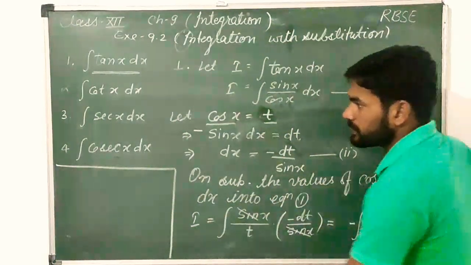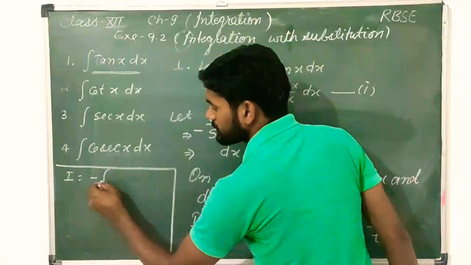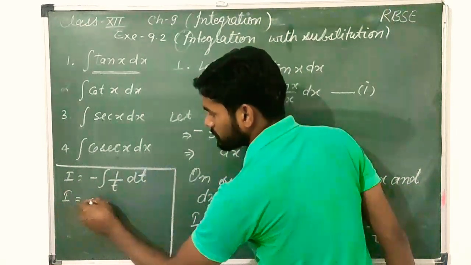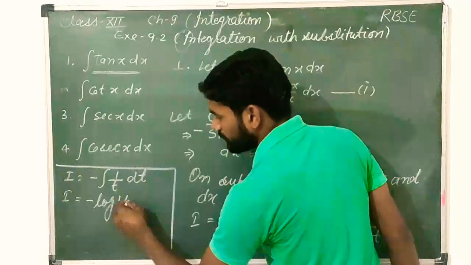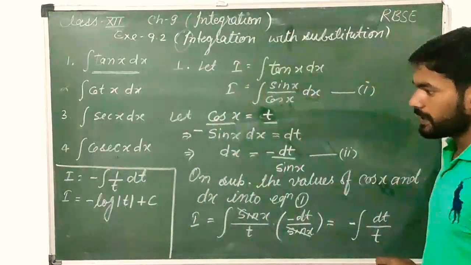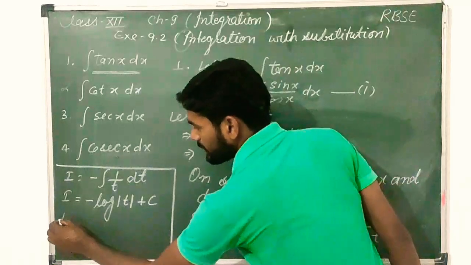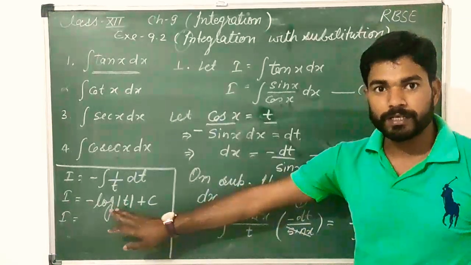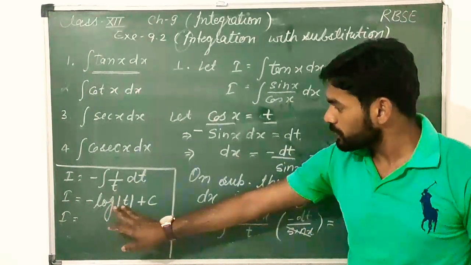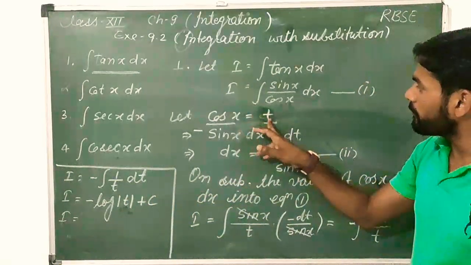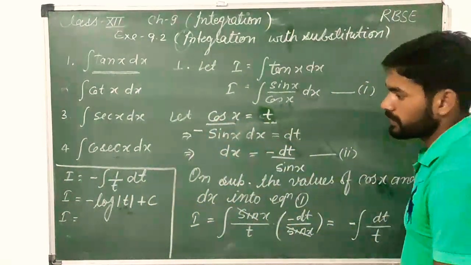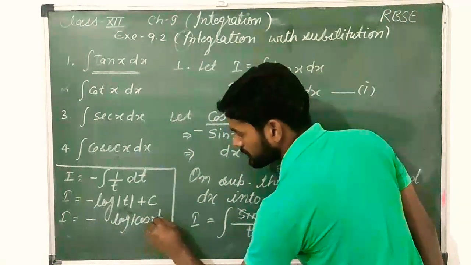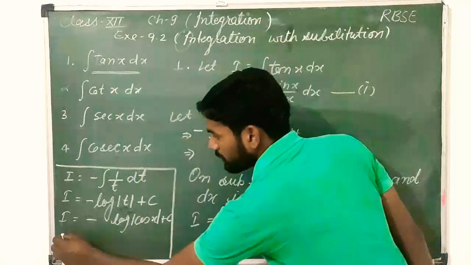I is equal to the integral of minus 1 upon t dt. Finally, I is equal to minus log of t. Clear? Now it is our assumption, so we cannot keep t in our answer. To remove t, apply the value of t again. t was cos x. So it is minus log of cos x plus c, and we know it can be written in this form also.